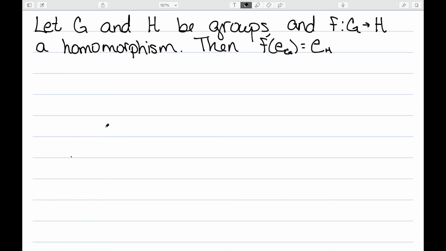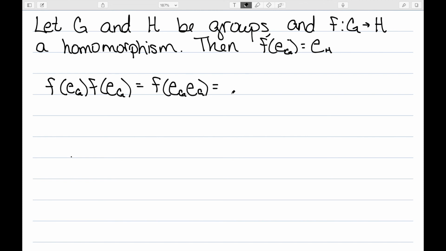One of the main properties of homomorphisms: let G and H be groups, and we're going to let F going from G to H be a homomorphism. Then F of EG is equal to EH, so we map the identity in G to the identity in H. In order to prove this, let's consider F of EG times F of EG. Well, this is the same thing as F of EG using the property of a homomorphism, and the identity times the identity is the identity.